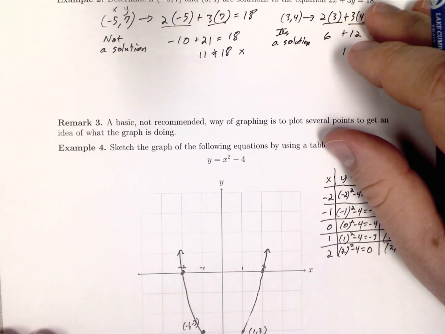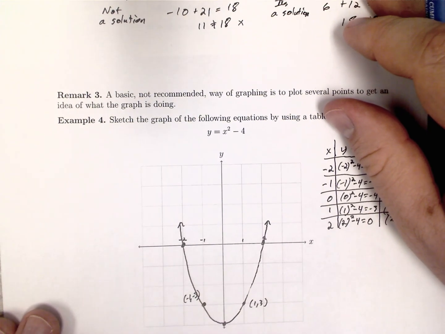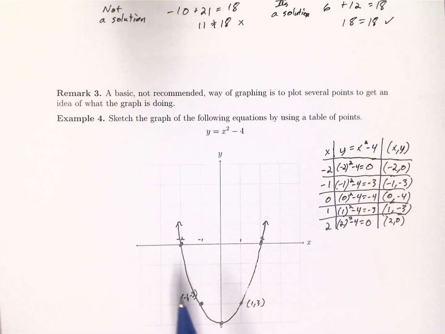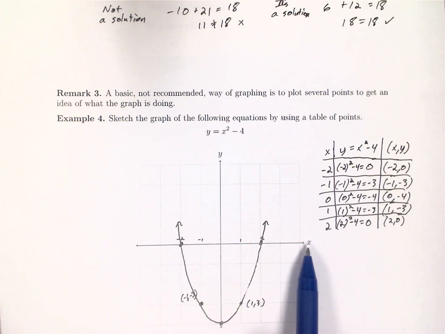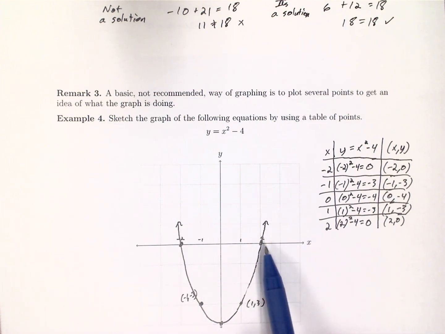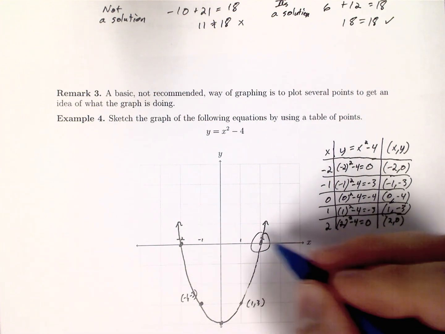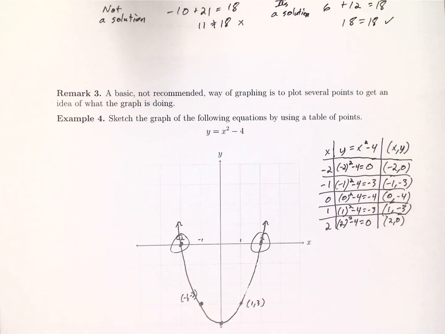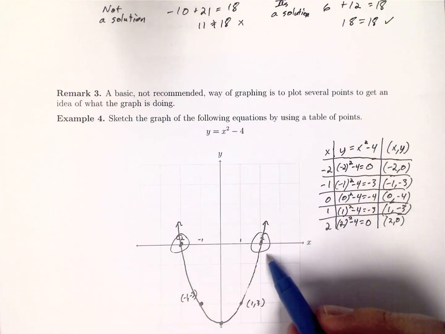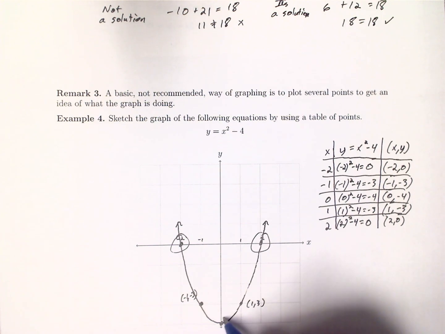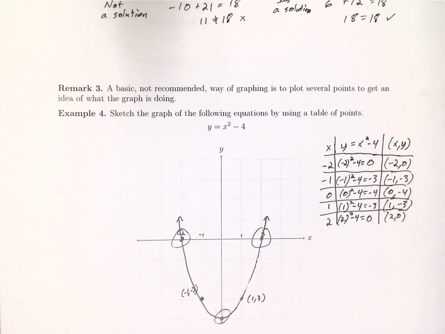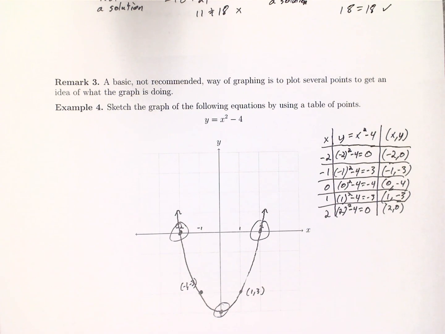And if we look at our graph from the other page, how many intercepts do we have? Well, we have this one, an x-intercept because it crossed the x-axis. And this is an x-intercept. So we have those two x-intercepts, (-2, 0) and (2, 0). And then we have a y-intercept down here at (0, -4). Okay?